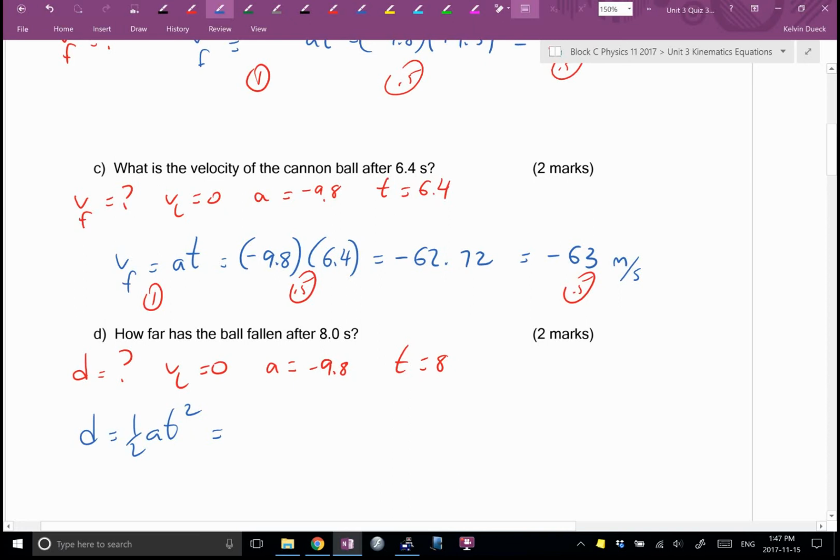VI is 0. So it's going to be 0.5 times negative 9.8 times 8. Oh, no, squared, Mr. Duick. Can I do that one in my head? 8 squared is 64. Half of 64 is 32. 32 times 9.8. It's going to be 320. Take away 6.4. Is it 320, 314? Is it 313 point? Negative 313.6? Yeah. Hey, I'll take that one.